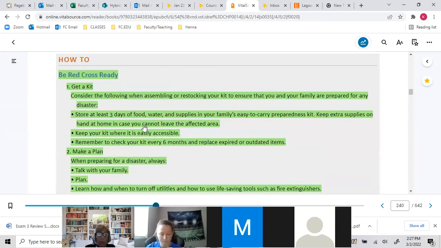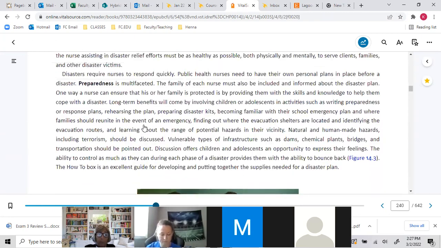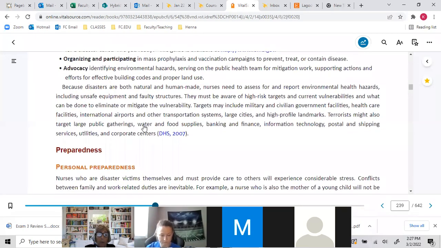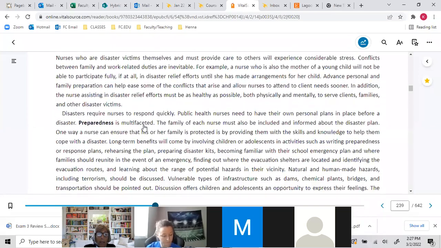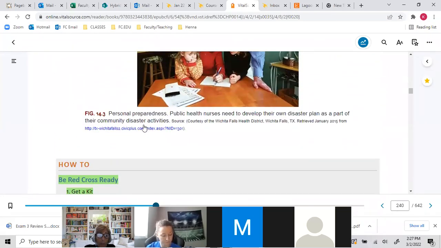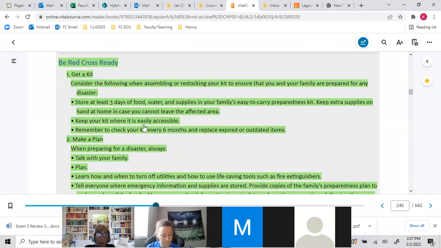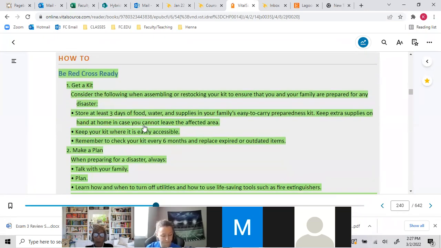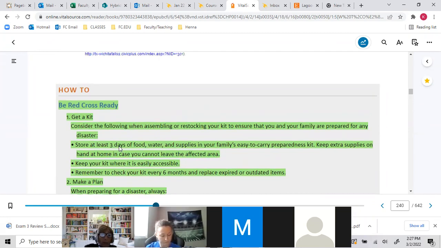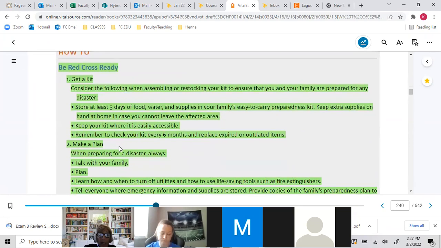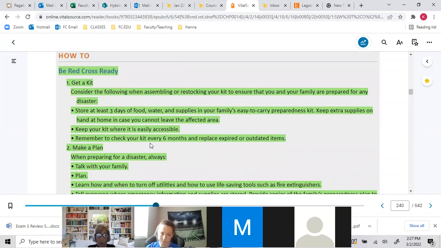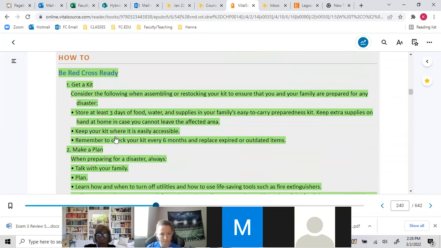And then it goes through each of the cycles, 4 stages. And the one I want to focus on right here is preparedness, because we're going to be part of that. All right. We need to help families prepare, how to be Red Cross ready. So let's really focus on this how-to box on page 240. Okay. Get a kit, make a plan, and get informed.